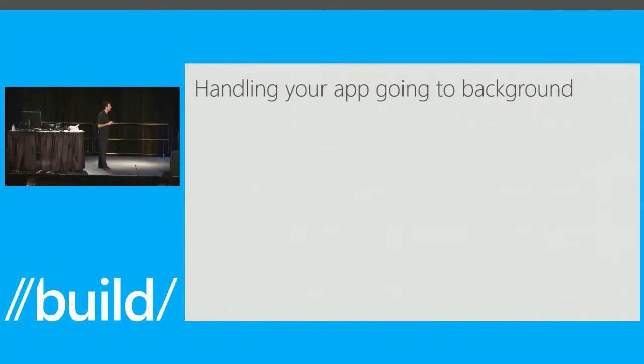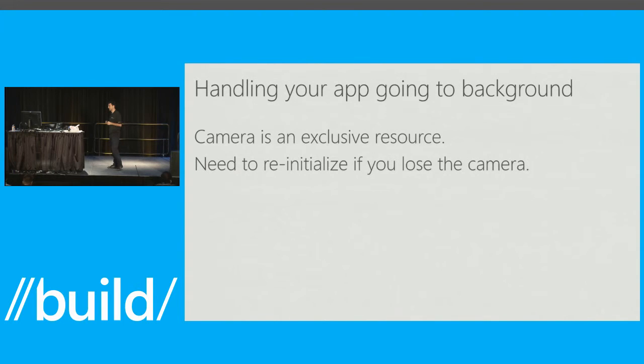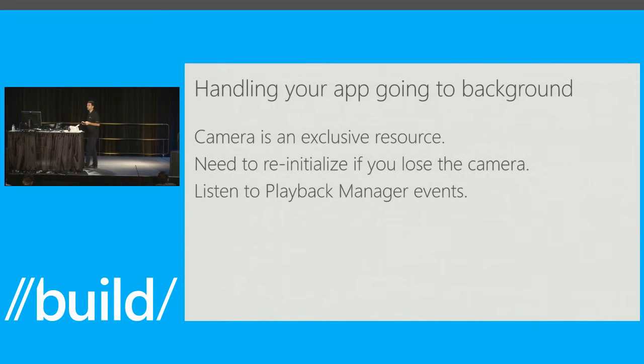So the most important thing really is handling your app when the app goes to the background. The reason this happens is because the camera is an exclusive resource. So an application will not be able to hold on to the camera if it goes to the background. We want to be able to play nice with the other apps. So you will lose this resource when your application goes to the background, and so you will need to reinitialize. But there are really simple ways of doing this. You can simply listen to the Playback Manager events, and those events will tell you when that happens, so you know when to reinitialize again.